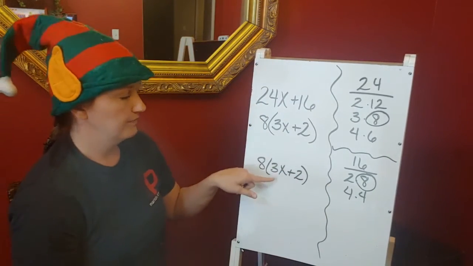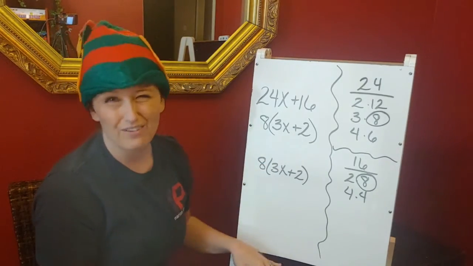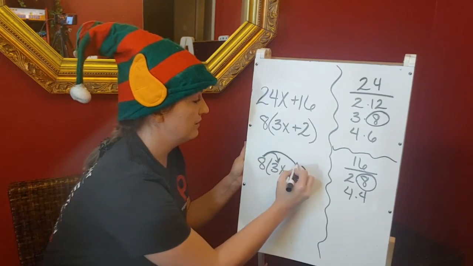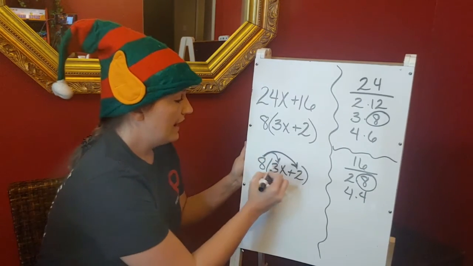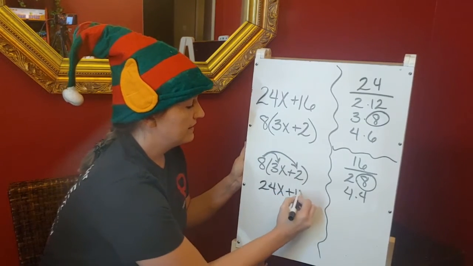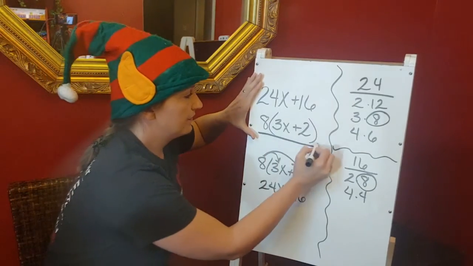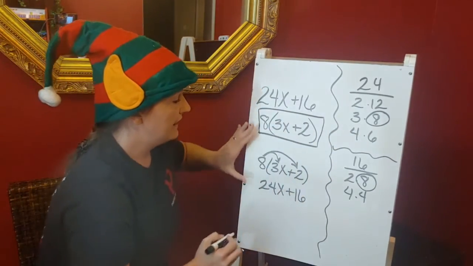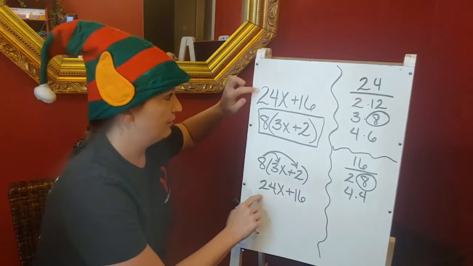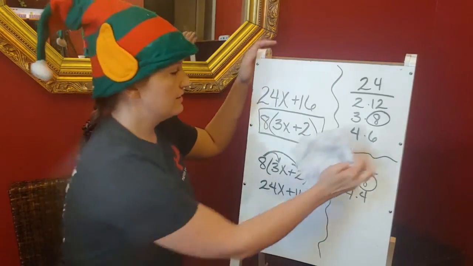But the reason that we write it in this form is if I were given this expression right here, how would I simplify it? I would do that by distributing that 8 through my parentheses. 8 times 3x gives me 24x, and 8 times 2 gives me 16. So this is the factored form right here. And if I were given factored form and told to simplify it, my simplified forms match right here.